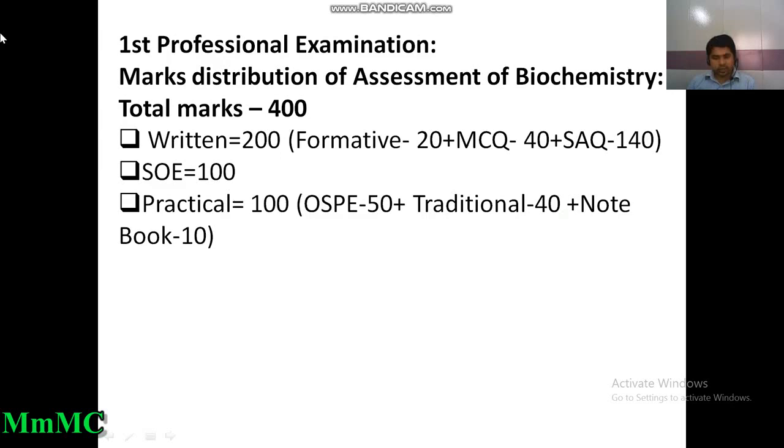Here, you first read a short note on SI unit, then the law of mass action. The important questions for the law of mass action are: define the law of mass action, write about an example, state and deduce the law of mass action, and give its biological importance and clinical importance.